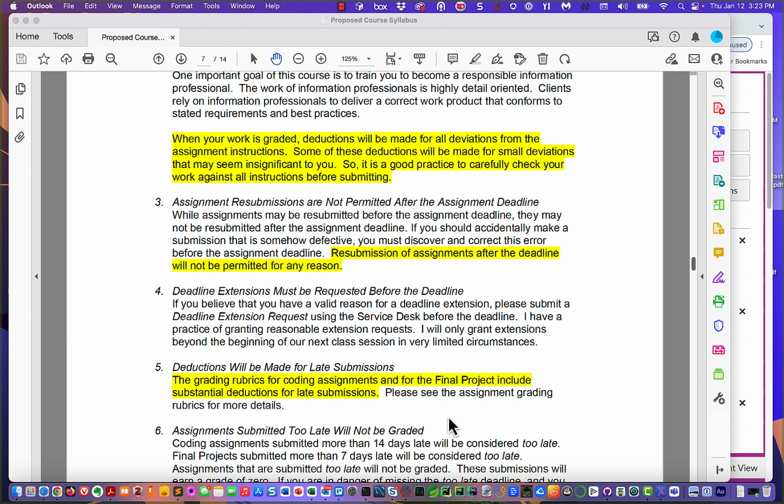Deductions will be made for late submissions. So if you don't submit on time, you lose 15 points. If you submit on time, you can earn up to 100. If you submit late, you can only earn up to 84. Okay, so submit on time, or get an extension.